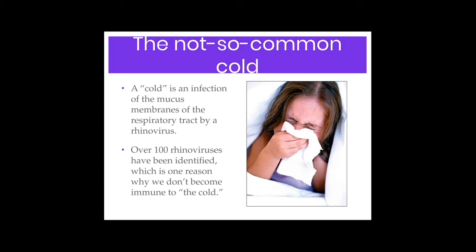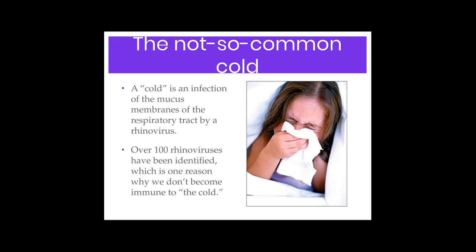So a cold is caused by what's called a rhinovirus. What it's going to do is cause an infection of the mucous membranes. So that's why you have so much sneezing, runny nose, etc. All of those components associated with the mucous membranes. There are over 100 different types of rhinoviruses.